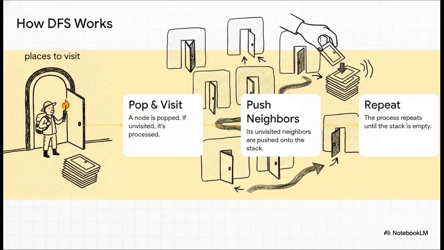So check this out. Here's how it plays out. When the adventurer enters a room, they add all the new doorways they see to the top of their stack. Now, because they always pull their next move from the top of the stack, they immediately go exploring through the doorway they just added. And that's the magic trick. That's what forces them to go deeper and deeper down one single path before they ever get to those older options waiting at the bottom of the stack. It's what creates that signature deep dive behavior.